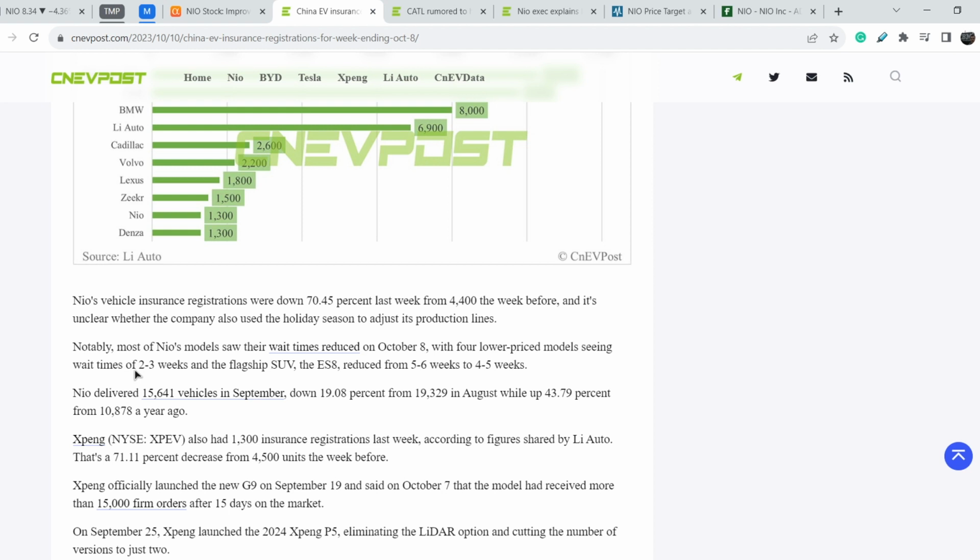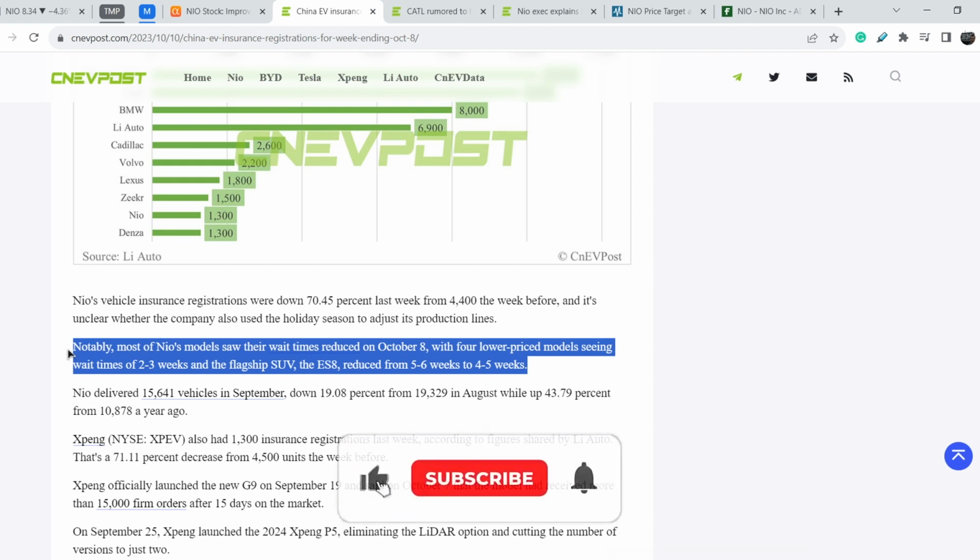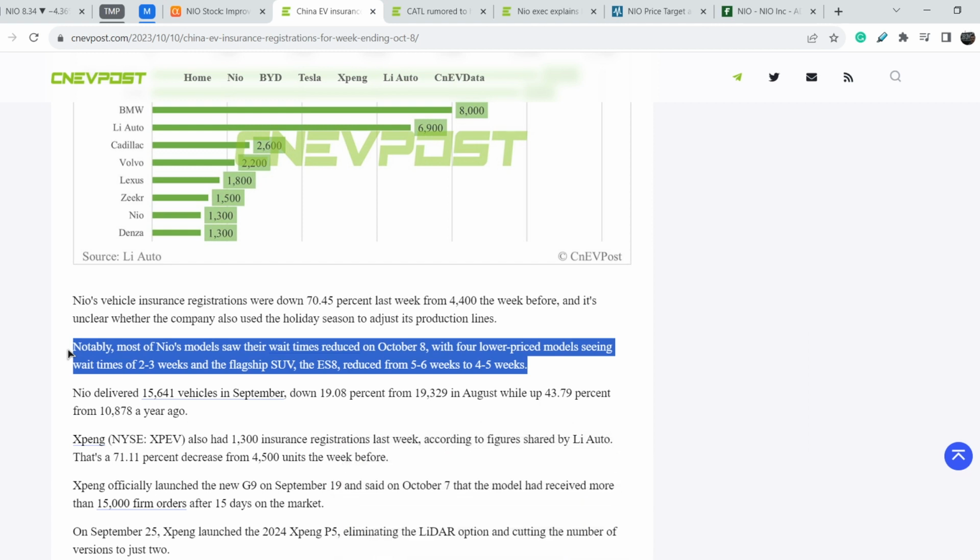And let me quote you further. Notably, most of NIO's models saw their wait times reduced on October the 8th, with four lower-priced models seeing wait times of 2 to 3 weeks, and the flagship SUV, the ES8, reduced from 5 to 6 weeks to 4 to 5 weeks. And this might be a very interesting and important sign that they are improving their ability to produce more vehicles. On the other hand, it might also be a not-so-bullish sign if they have some problems with the demand for their vehicles.